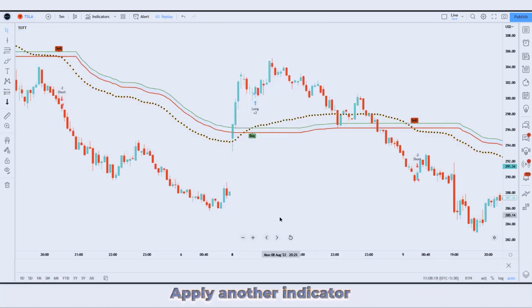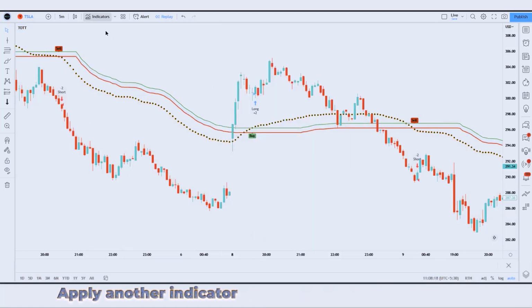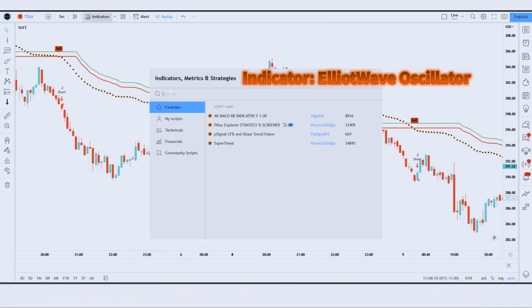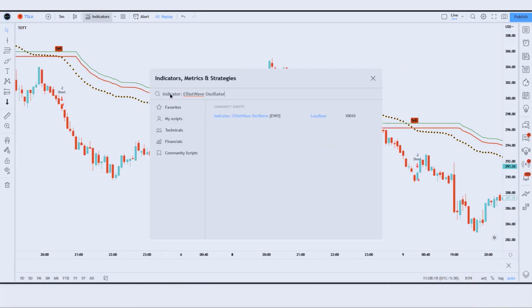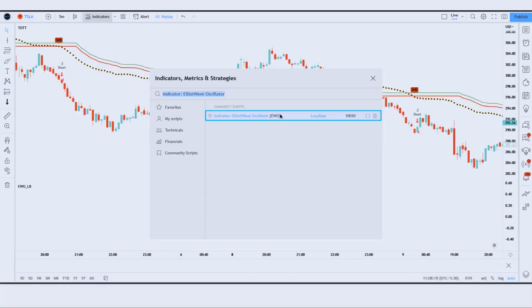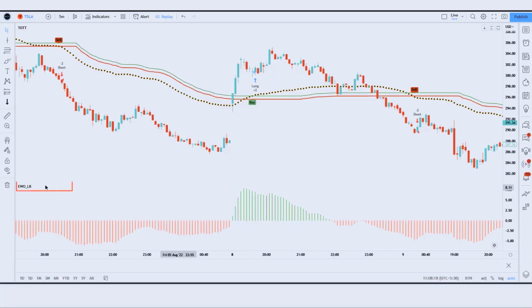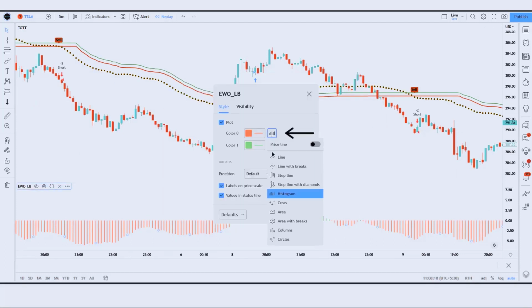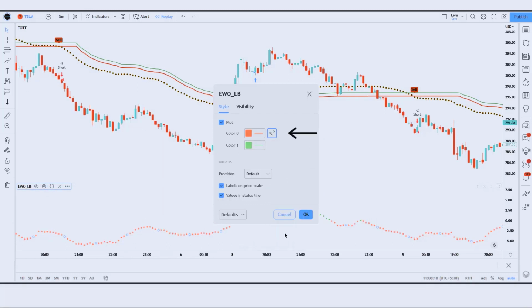After that, we have to apply another indicator on the chart. We will search indicator Elliott Wave oscillator by Lazy Bear in the search box of TradingView. After that, we have to click on the Elliott Wave oscillator by Lazy Bear option, in which we have to change some settings. We have to change the plot option to circles instead of histogram.